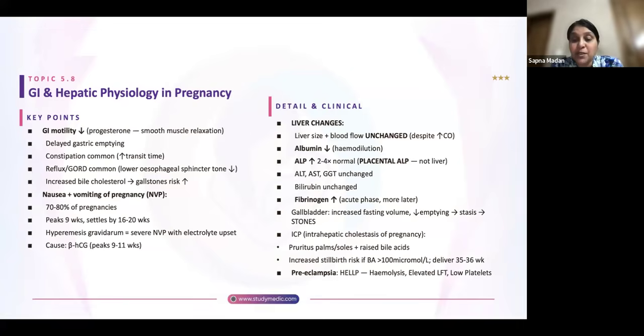What happens in preeclampsia? There's something called HELLP syndrome. So hemolysis, elevated liver function test, and the platelets are low. Okay, so this is diagnostic of HELLP syndrome.